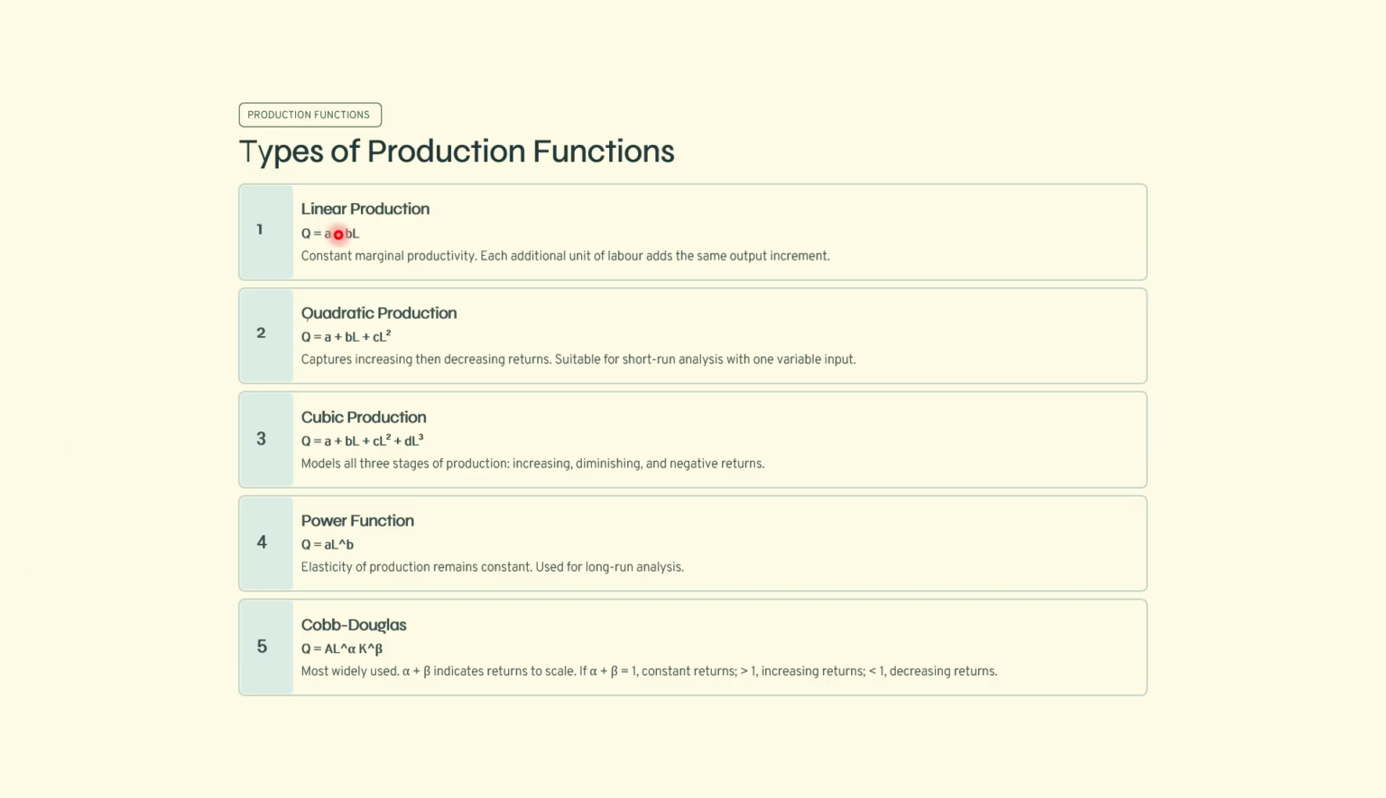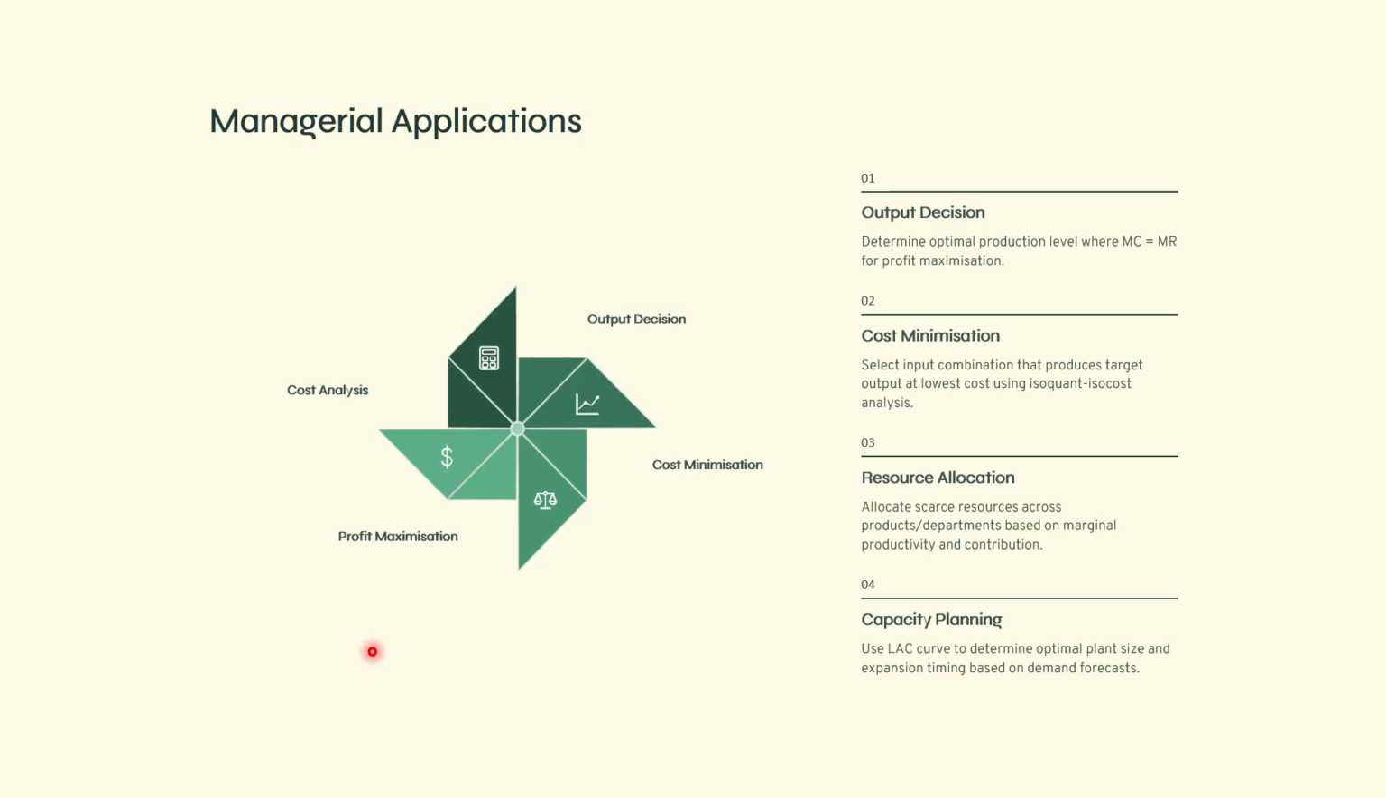Here, types of production function. One is linear production, second is quadratic production, third is cubic production, fourth is power production function, then sixth is Cobb-Douglas. So just remember these are types of production functions. Just have this.